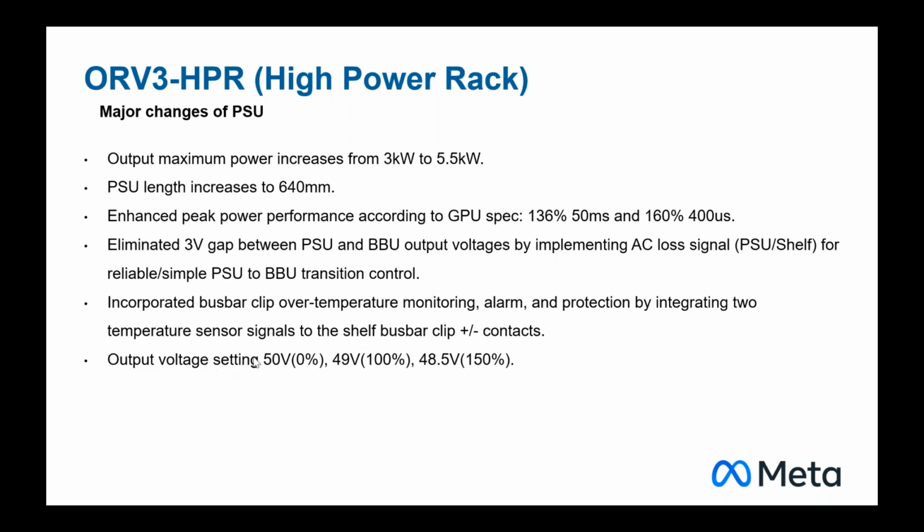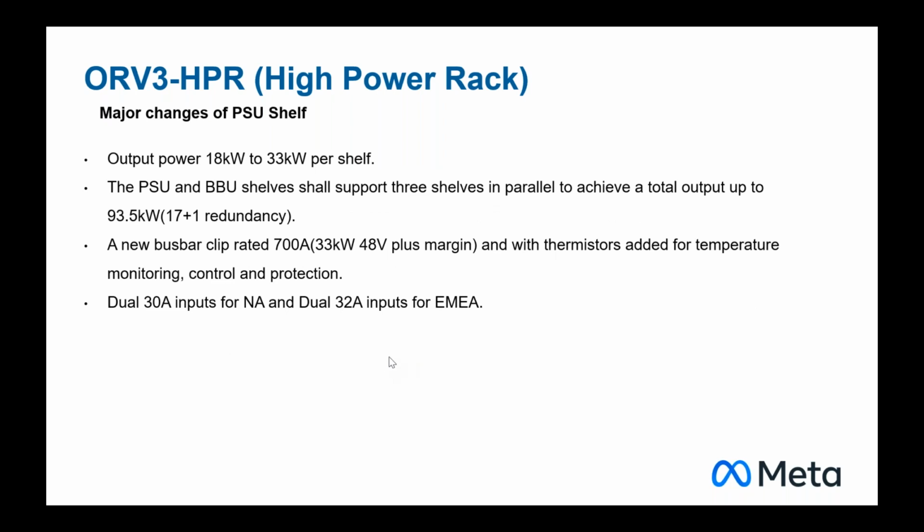Output voltage setting, now we have a narrow range unified for BBU and PSU. It has a 1-volt droop from 0% to 100%. Remember the ORV3 has 0.5-volt droop. So the 1-volt droop, the larger droop, will help us for transient mode current sharing. And the droop extends to the peak load.